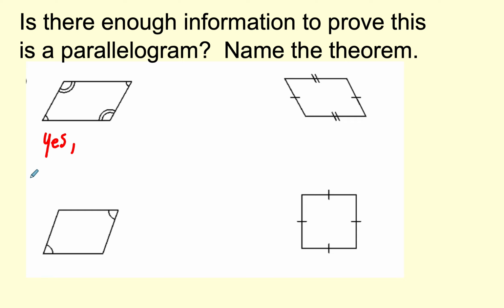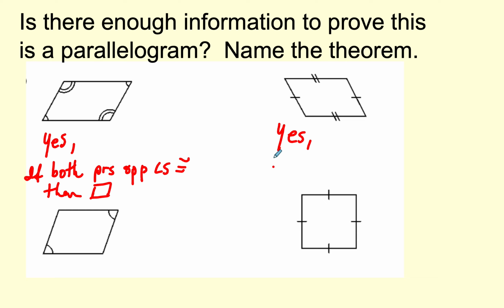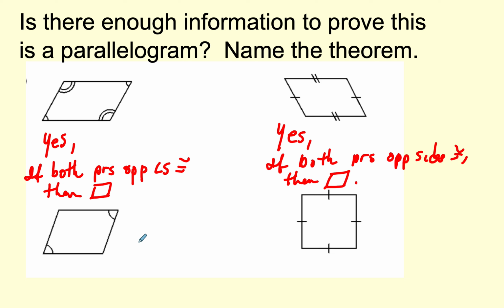And here's my reason. If both, don't forget the word both, if both pairs of opposite angles are congruent, then it's a parallelogram. Over here we have opposite sides congruent, so the answer is yes. And here's our theorem. If both, don't forget the word both, if both pairs of opposite sides are congruent, then it's a parallelogram. And we can abbreviate parallelogram with that symbol.